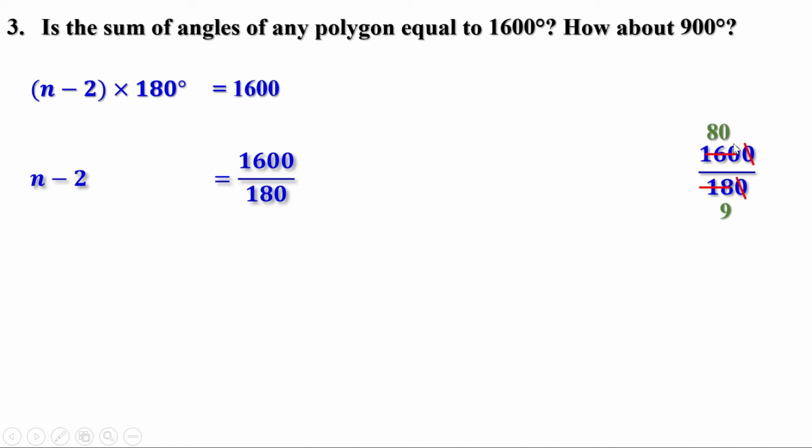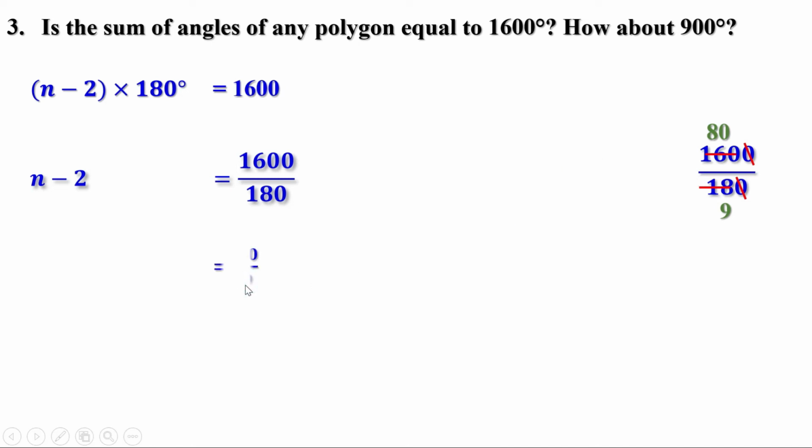80 is not a multiple of 9. That means we cannot simplify further. The factors of 9 are 3 and 9. Of course 1 is also there, and 80 cannot be divided by 3 or 9. So this cannot be simplified further.